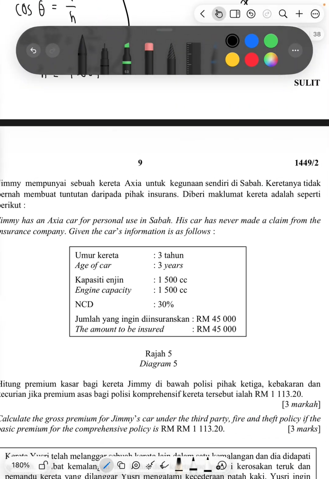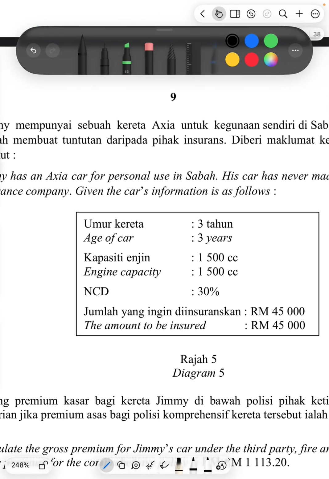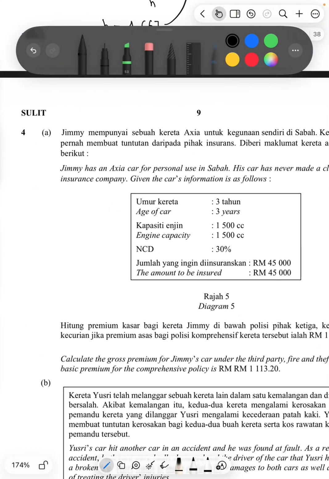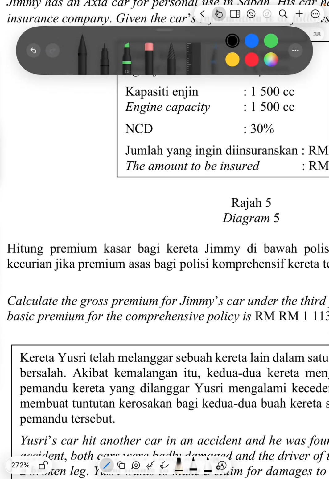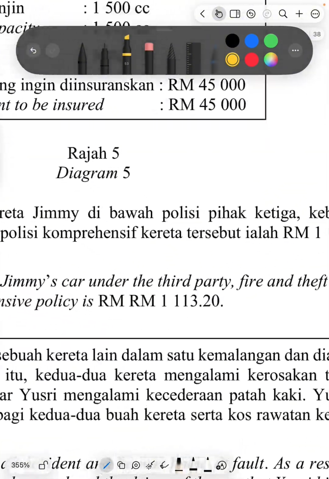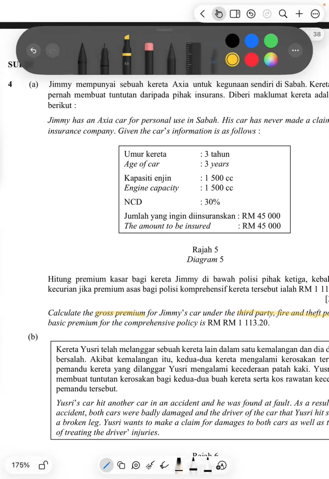Now, Jimmy has an Axia car for personal use in Sabah. His car has never made a claim for the insurance company. Given the car's information is as follows. Age of car 3 years, engine capacity 1500 and NCD 30%, the amount to be insured 45,000 ringgit. Calculate the gross premium. Okay. For Jimmy's car under the third party fire and theft policy.